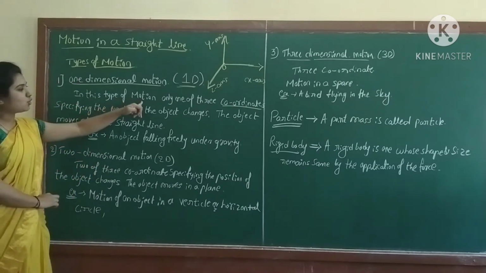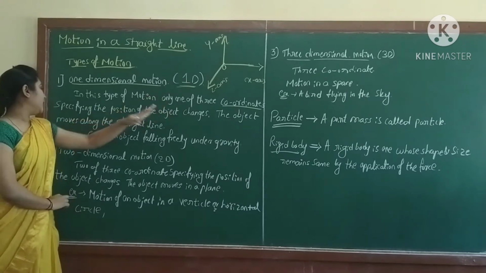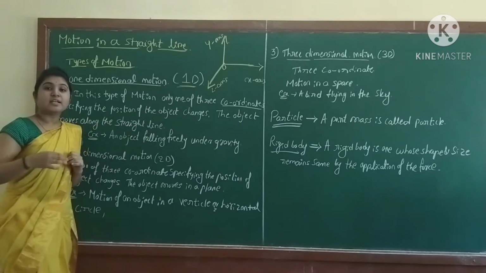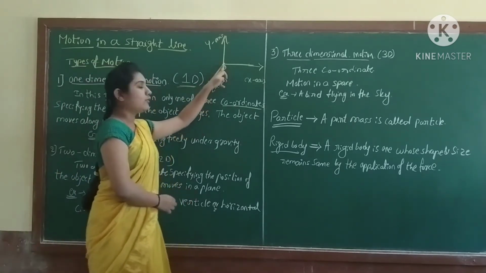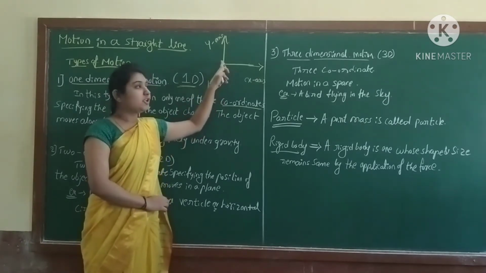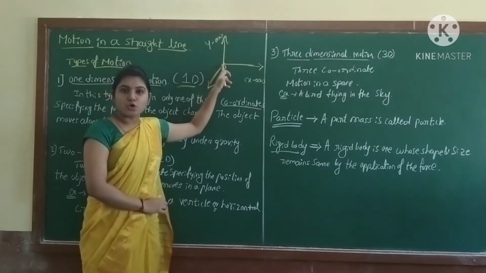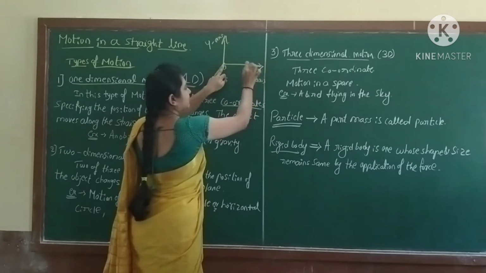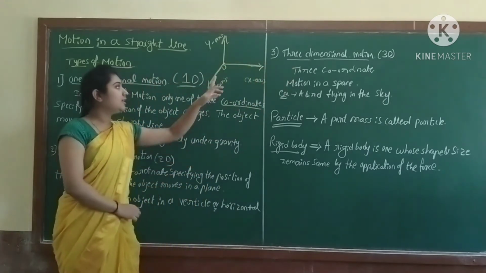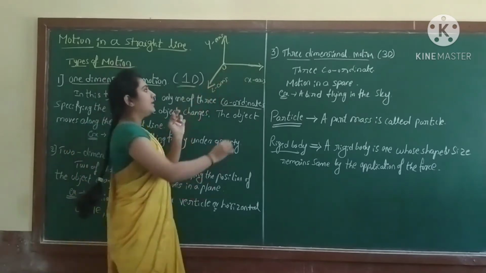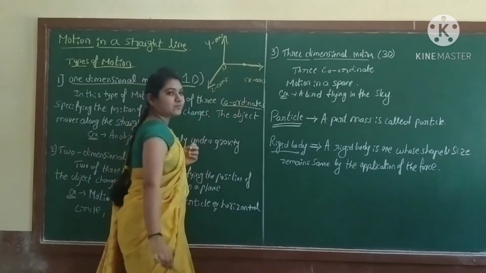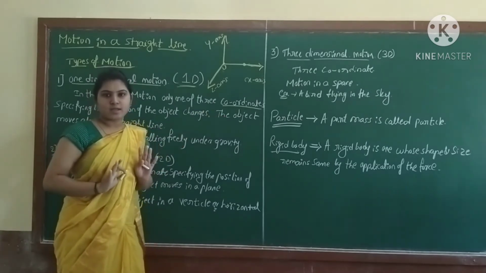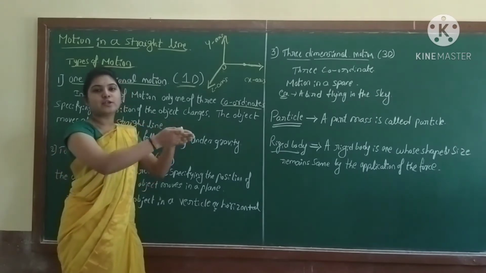So what do they say? In this type of motion, only one of the three coordinates specifying the position of the object changes. That means, see, here now you are present at this side, in this position. So you are moving in this direction, along the x-axis. Just consider this is your home, and here your college is present. So what will you do? Directly you will go to the college. From the home you are going to college.